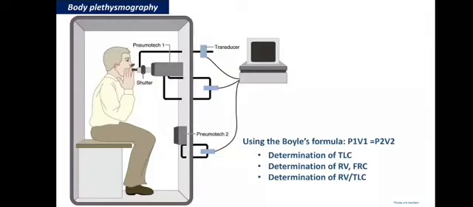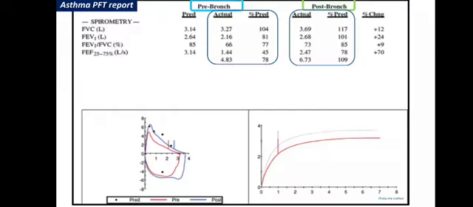This is the body plethysmography chamber, a closed chamber. Patient is sitting here, using Boyle's formula we will get the TLC, RV and RV/TLC ratio.